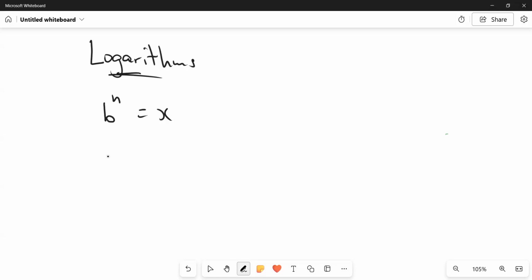Let me show you what it is. So you can write the logarithm of x with a base of b is equal to n. So it's the same thing, but you're just saying it differently.